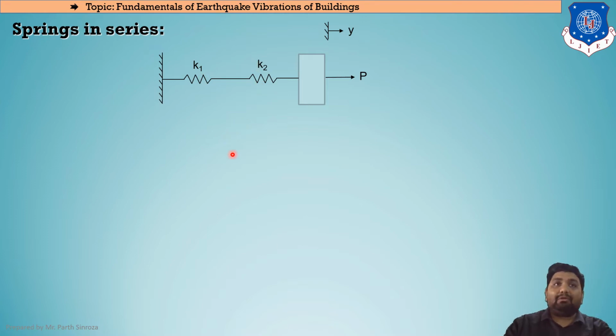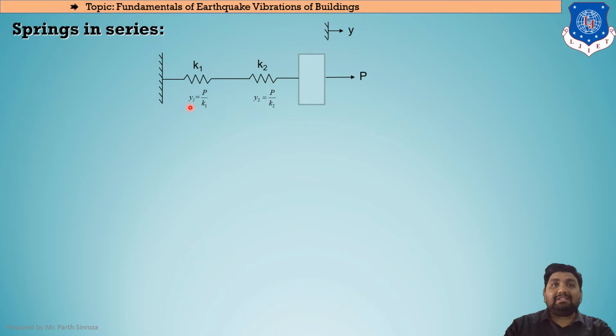Whenever we are talking about springs in series, we will be calculating the individual displacements, whereas in the case of parallel, both the springs were displaced an equal amount. Clear? Both springs were displaced equally, but in the case of springs in series, K1 will be different from K2 and both are connected in series. The total or overall displacement is y, but the displacement due to K1 will be different from the displacement due to K2, whereas in the case of parallel, both were the same.